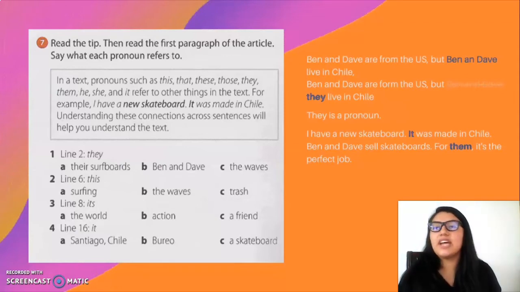So please read the paragraph and then answer the 4 questions, please. Okay, this is all the activity.